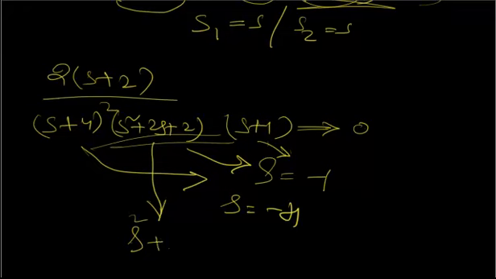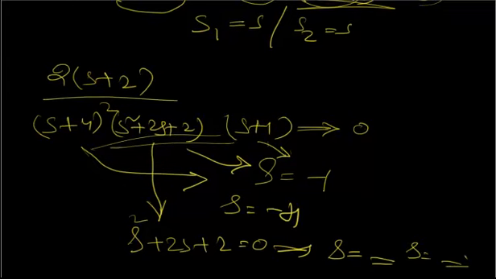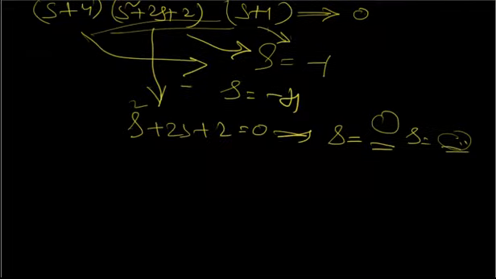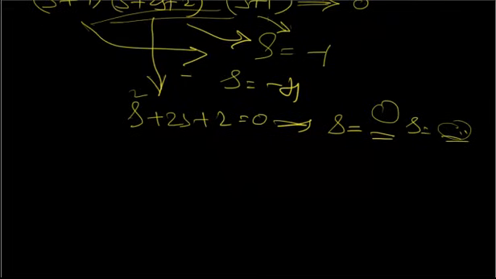For example, s square plus 2s plus 2 ni 0 anukoni solve cheste whatever values we get for s, x and y, e values will be poles anamata. So finally poles are those points at which the transfer function becomes infinity. Next we have zeros.